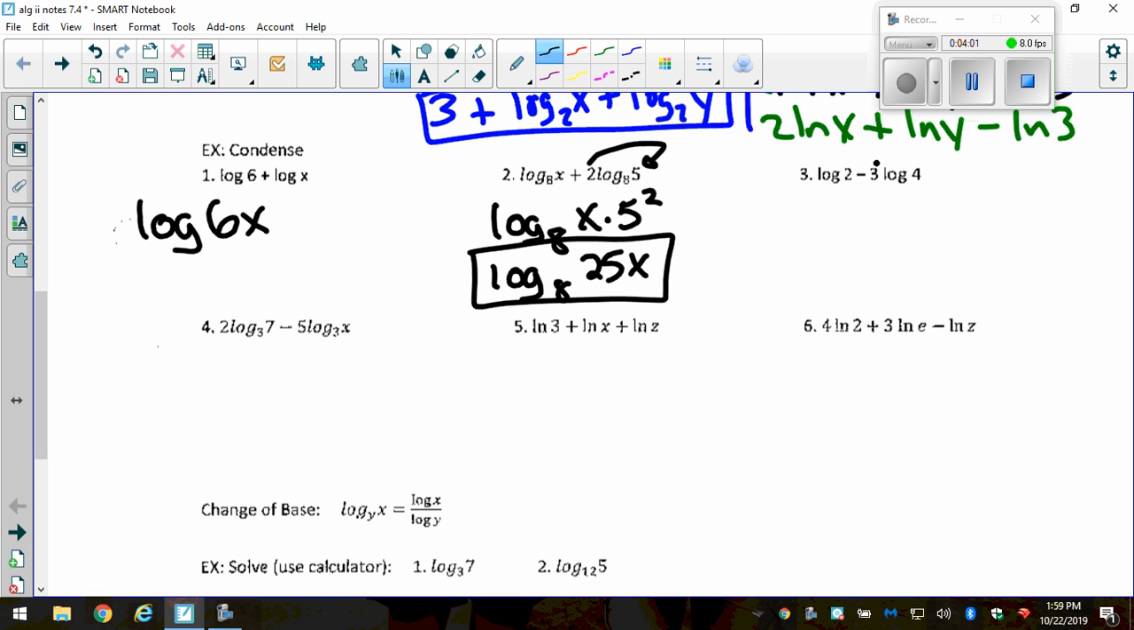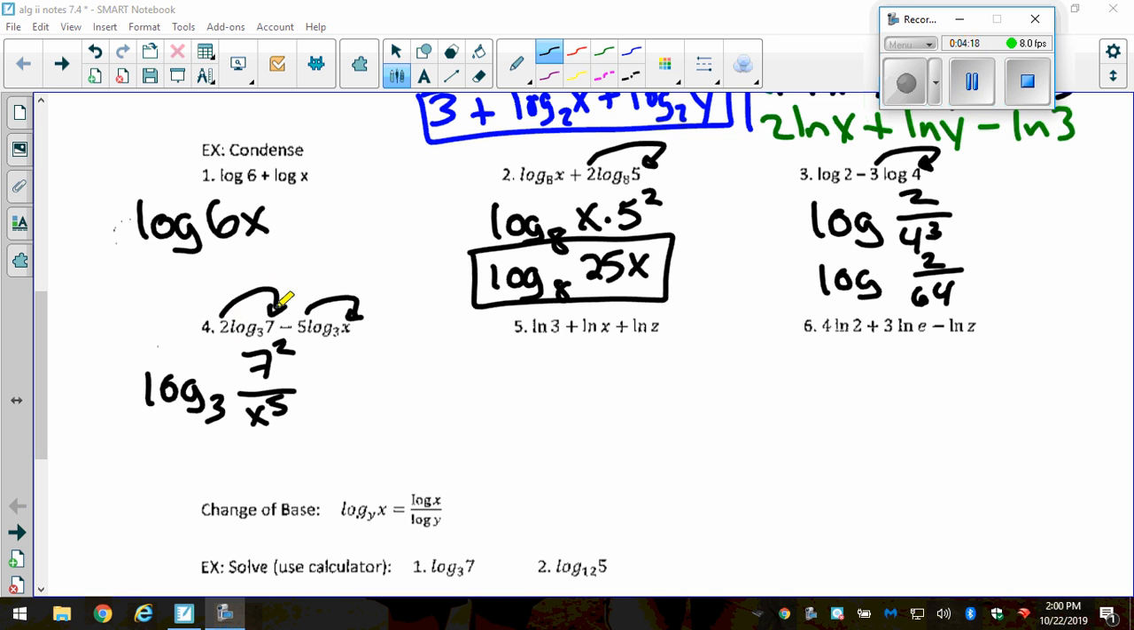So again, this 3 is an exponent on the 4, and subtraction means division. We're going to have 2 divided by 4 cubed. If you prefer, you can write that as log of 2 over 64. You can also write that as a log of 1 over 32. So go ahead and try number 4 for me. So unreduced, I put the 2 back as the exponent on the 7, the 5 back on the x, and division or subtraction. You could write that as 49 if you wanted. So go ahead and try number 5.